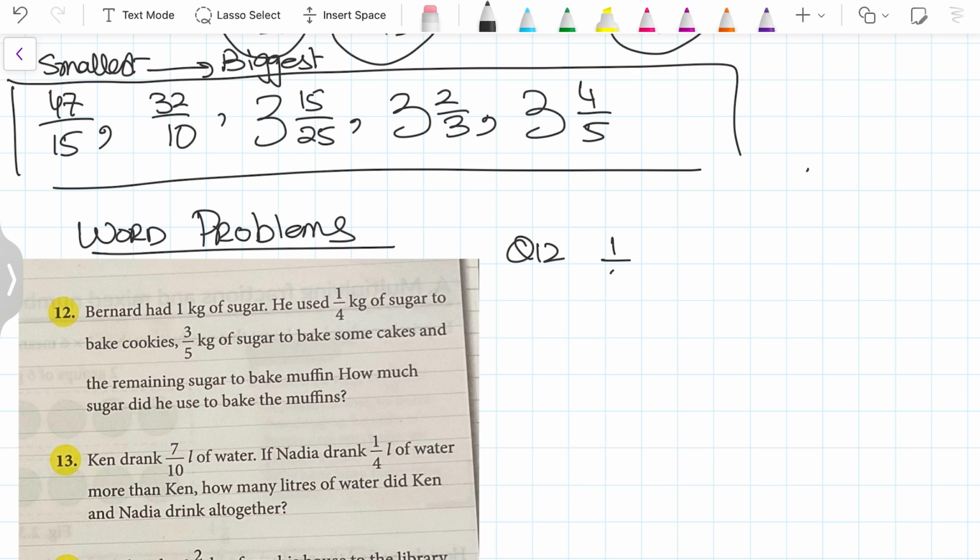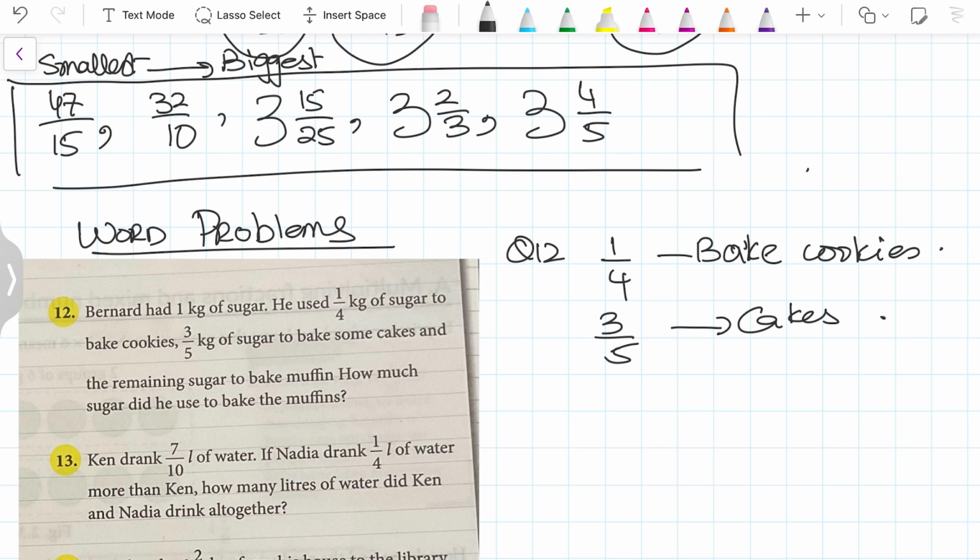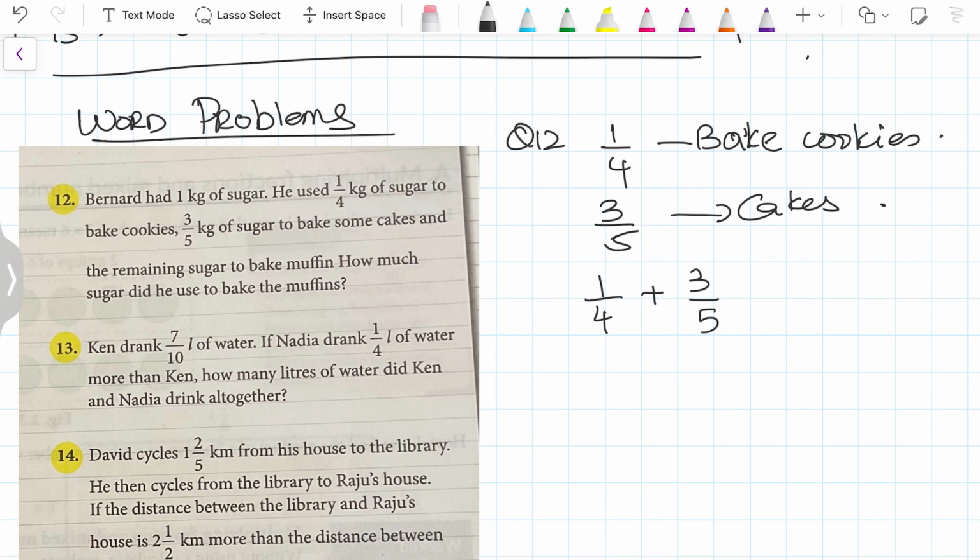So we have 1/4 of sugar to bake cookies, 3/5 to bake some cakes, and the remaining to bake some muffins. How much sugar did he use to bake the muffins? So first add the fractions to find out how much is used to bake cookies and cakes. 4 and 5 can be used in a single times table, which is 20. 5 plus 12 upon 20 gives you 17 upon 20. So 17 upon 20 has been used to make cookies and cakes.